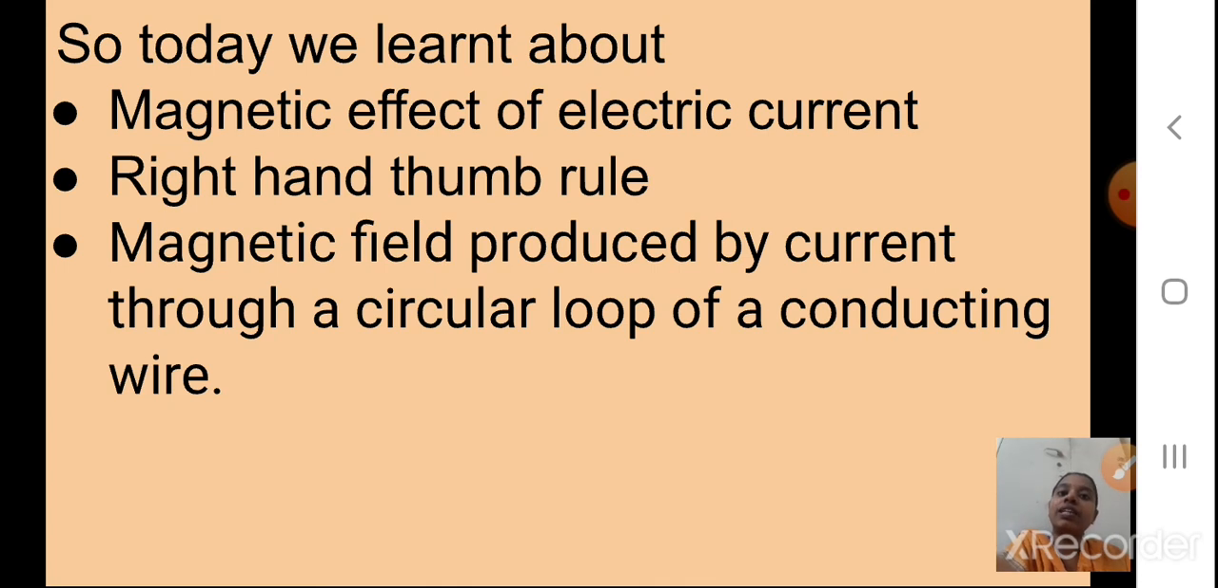Then we studied the magnetic field produced by current through a circular loop of a conducting wire. If there are n turns in the loop, the magnetic field will be n times that produced by a single loop.